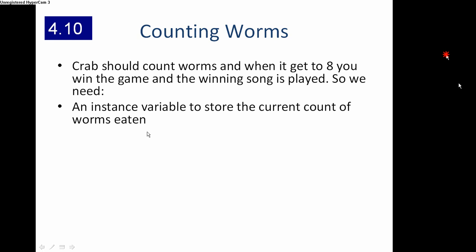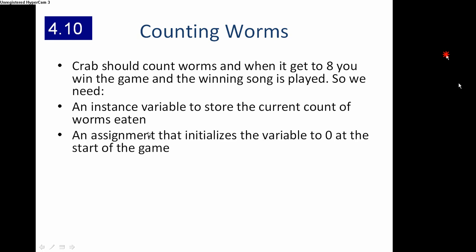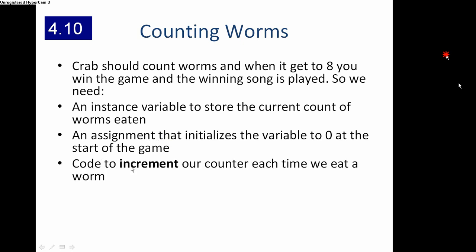An instance variable to store the current count of the worms eaten, and an assignment that initializes the variable to 0 at the start of the game. Okay, so here's the things we're going to have to do. You need some code to increment our counter each time we eat a worm. Increment means to add something, in our case 1.